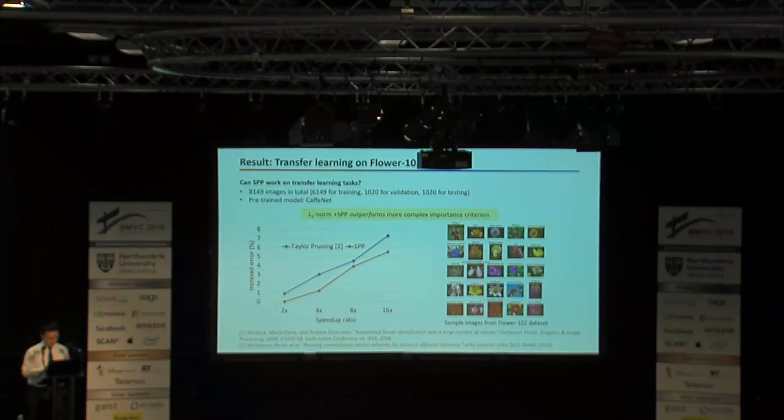Our algorithm can also do transfer learning. Here we do transfer learning on CaffeNet, on the Flower 102 database. And we find that compared with another method, in different speed up ratios, our method could achieve less increased error.